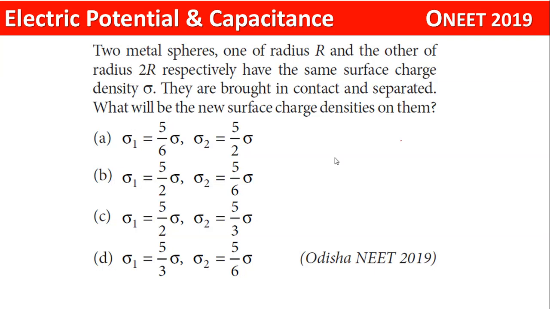In this video, we are going to discuss the NEET 2019 question, which is from electric potential and capacitance. Two metal spheres, one of radius r and the other of radius 2r, respectively have the same surface charge density. Surface charge density, sigma, is charge per unit area. That is the same even though one has a smaller radius and the other a bigger radius. They are brought in contact and then separated. What will be the new surface charge density on them? You just have to find out which option is correct. Okay, let us do it.